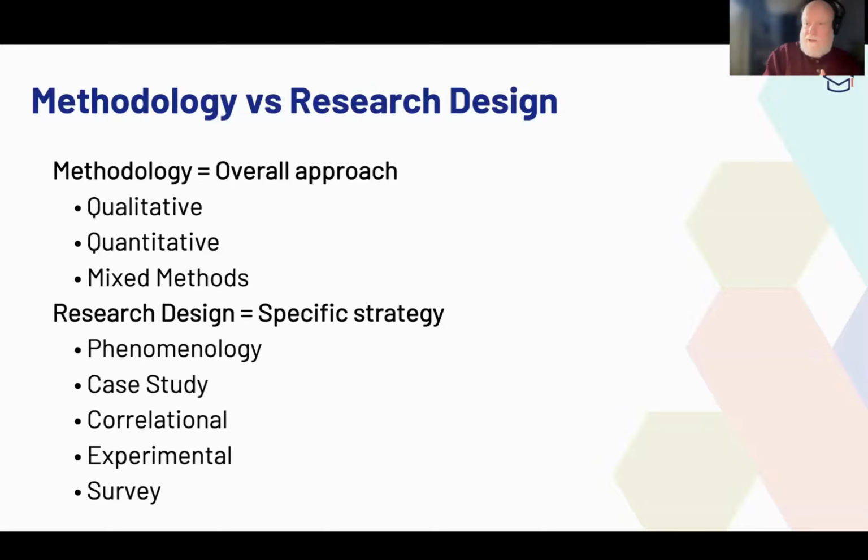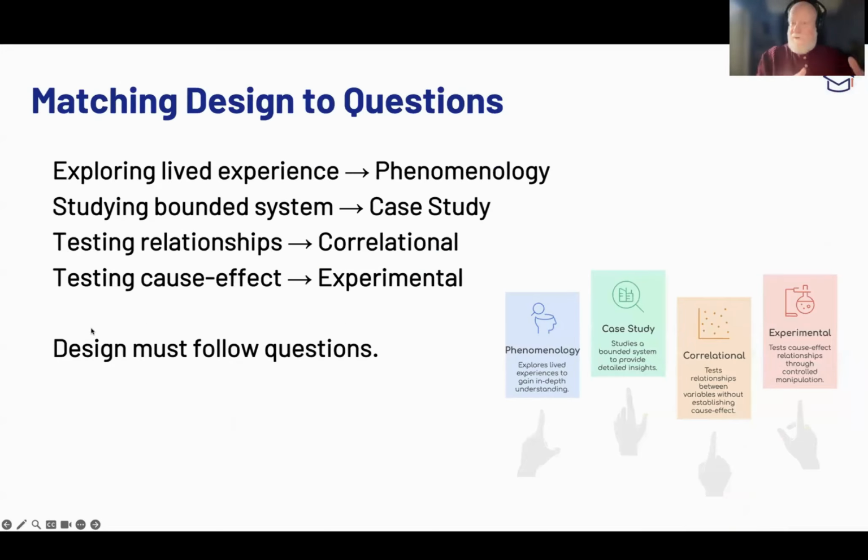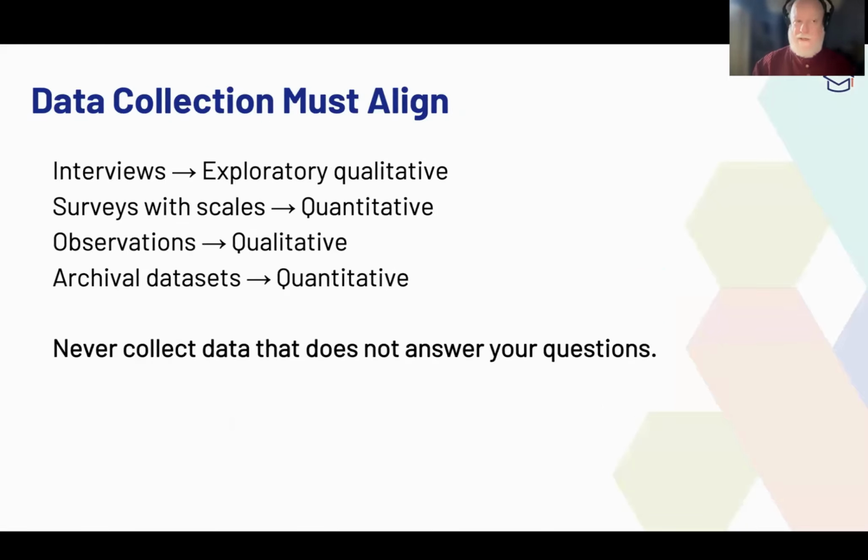Or if you're looking at relationships and your questions point to relationships, correlational. Or if your research questions point to comparisons, an experiment. Or maybe you just want to get a one-shot idea about something, a survey. So if you're going to explore lived experience, phenomenology; bounded systems, case; relationships, correlations; cause and effect, experimental. If you really look at your research questions carefully, the research methodology and design will naturally start emerging.